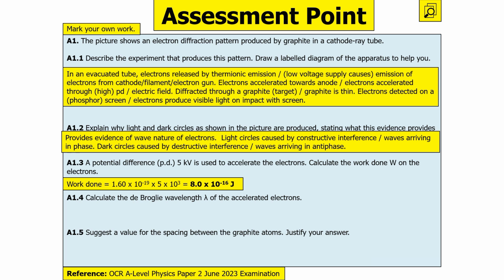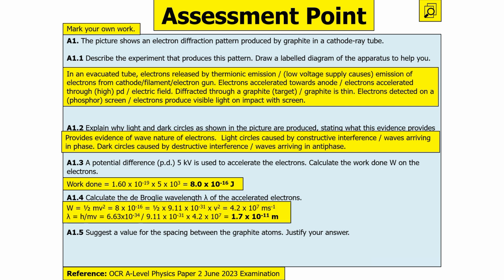We know in our next part that the work done is equal to the charge of the electron multiplied by the potential difference. That's an equation from electricity. So E equals QV. We know the charge of an electron, we've got the potential difference, so we get 8 times 10 to the minus 16 joules. We know that in this case the work done is kinetic energy because the electrons are being liberated and then moving. So our work done is a half mv squared. So therefore we can work out v when we put in all the values to be 4.2 times 10 to the 7 meters per second.